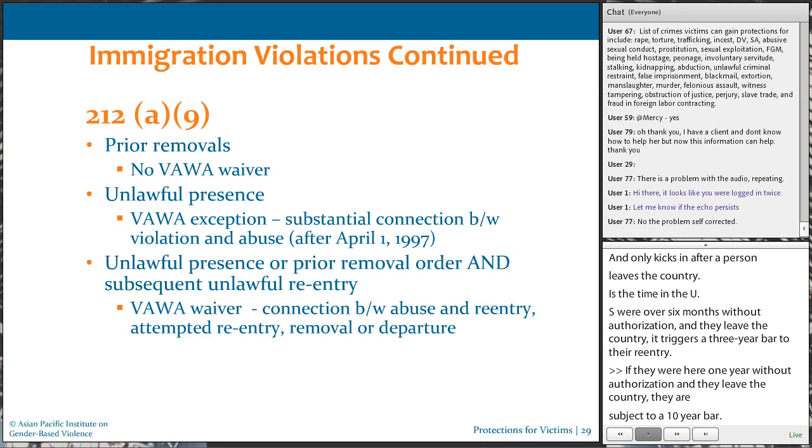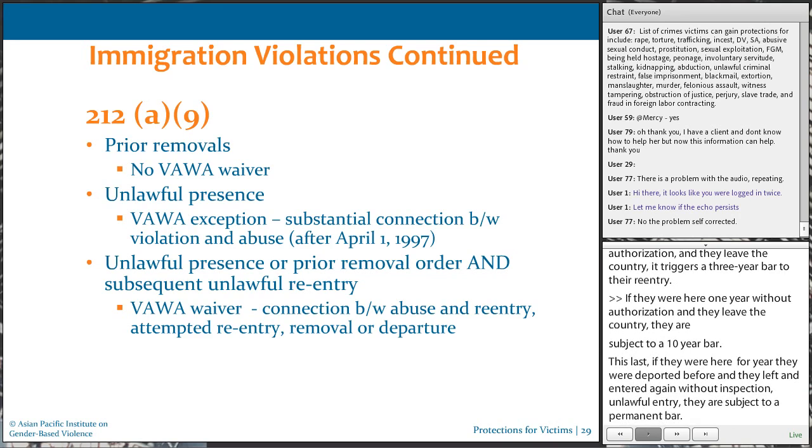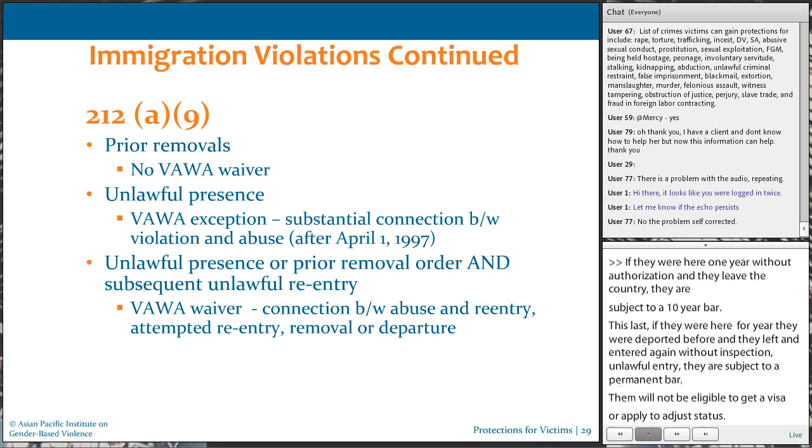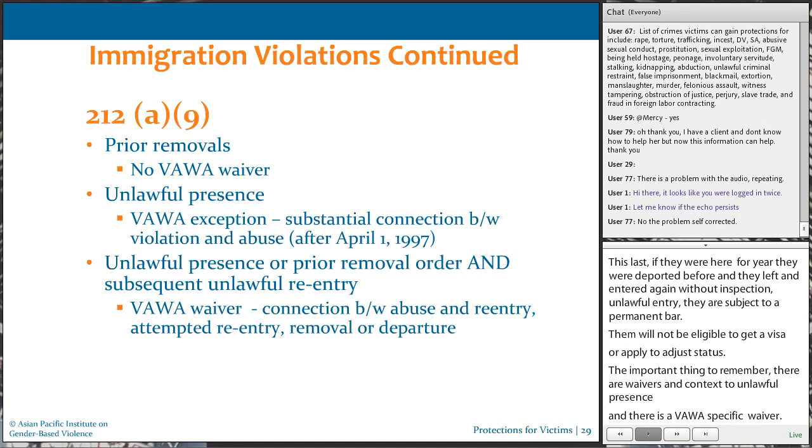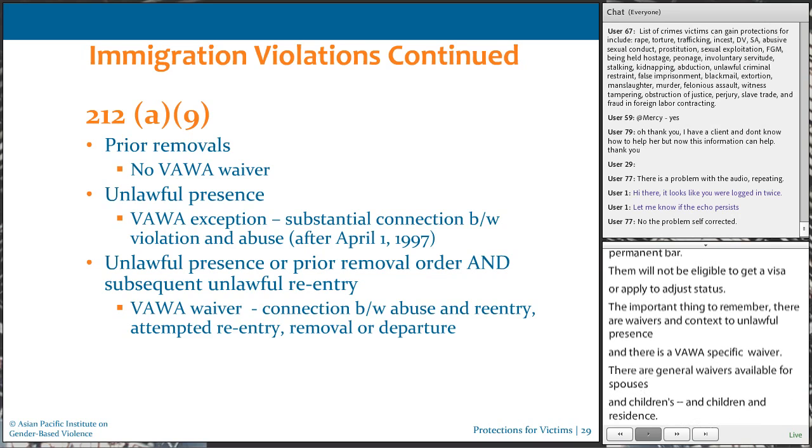So they're not going to be eligible to get a visa or apply to adjust status. And so the important thing to remember, there are waivers in the context of the unlawful presence bars, and then there is a VAWA-specific waiver. Actually, for the unlawful presence bar, the 3 and the 10-year bars, there are some general waivers that are available for spouses and children and relatives of U.S. citizens and permanent residents. And then there's a VAWA exception to that, so it doesn't apply to VAWA cases at all. So, if people are wondering which kind of case to pursue, VAWA is a much more beneficial type of immigration case.